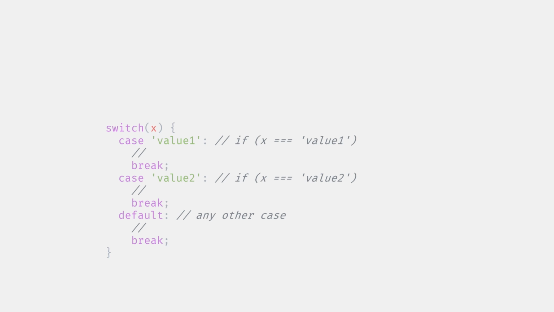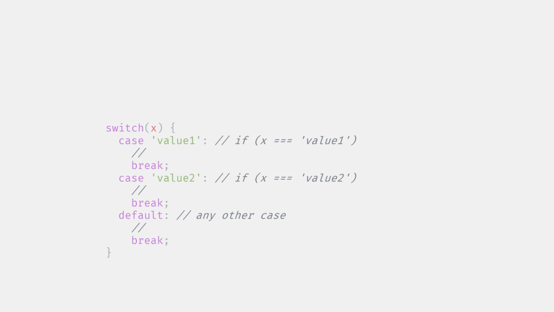The value of x is checked for strict equality to the value from the first case, that is value 1, then to the second, value 2, and so on. If the equality is found, switch starts to execute the code starting from the corresponding case until the nearest break, or until the end of switch. If no case is matched, then the default code is executed, if it exists, of course.